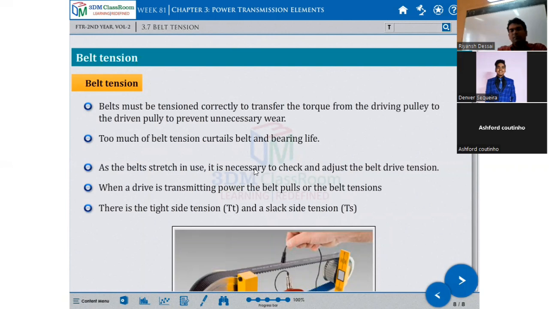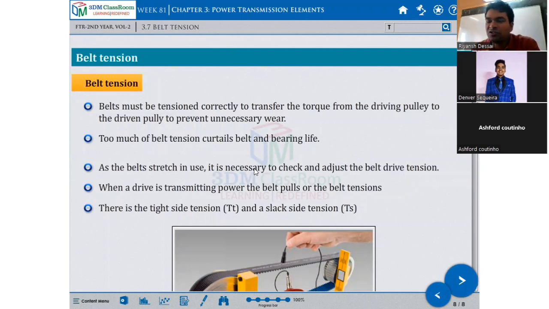So now, the belt tension. What are the causes, and how can we rectify such problems? We can do some dressing of the belt also. Belt tension: the belt must be tensioned correctly to transfer the torque from the driving pulley to the driven pulley and to prevent unnecessary wear. So it has to be tensioned correctly.